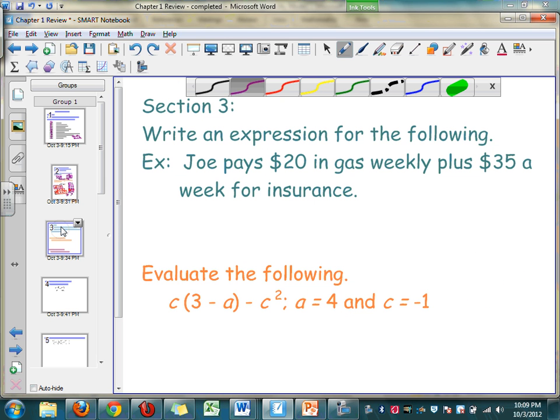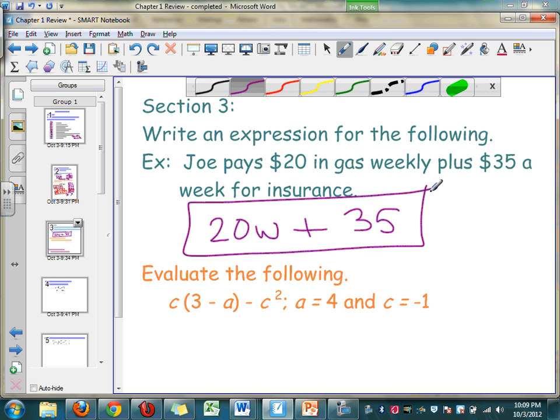The next section we're going to talk about is section 3. Section 3 is going to be write an expression for the following. Joe pays $20 in gas weekly plus $35 a week for insurance. So how can I write an expression for this? Well, he pays $20 in gas weekly. So what do I not know? I don't know how many weeks he goes. Okay? So let's say there's W weeks, so we're going to have $20 times W plus $35 a week for insurance, sorry. This can be your lovely little expression. And obviously this is not worded the greatest way in the world, however you get the idea of what you need to be looking for.